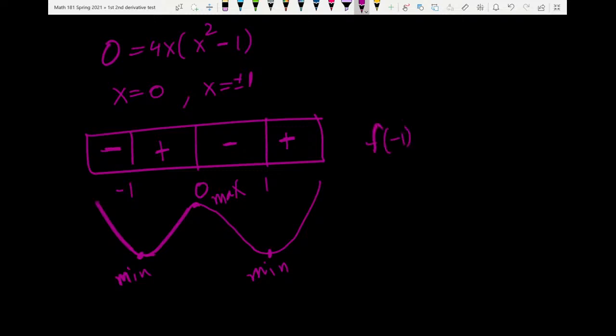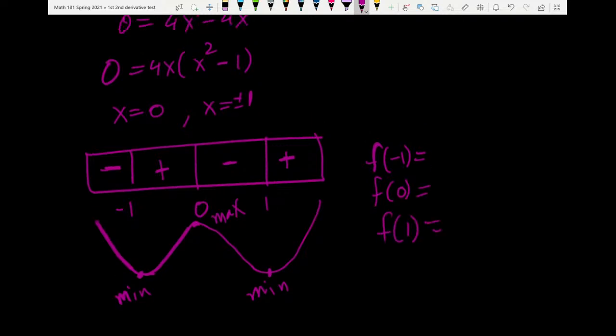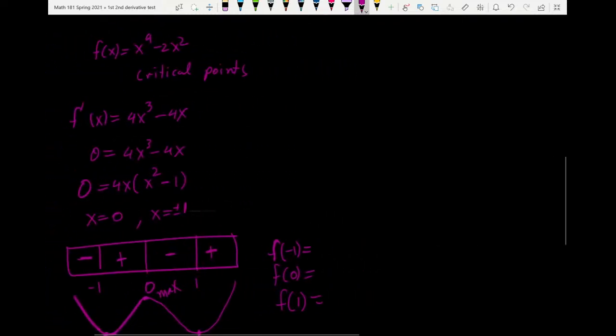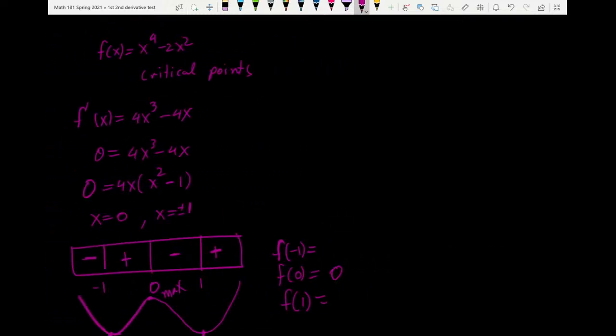Now we want to know what is f of -1, f of 0, and f of 1 in the original function. If I plug 0 in, I get 0. We're plugging into this original function. If I plug in -1, 1 minus 2, that's -1. So my points are (-1, -1), (0, 0), and (1, -1). So that's my minimum, that's my maximum, and that's my minimum.